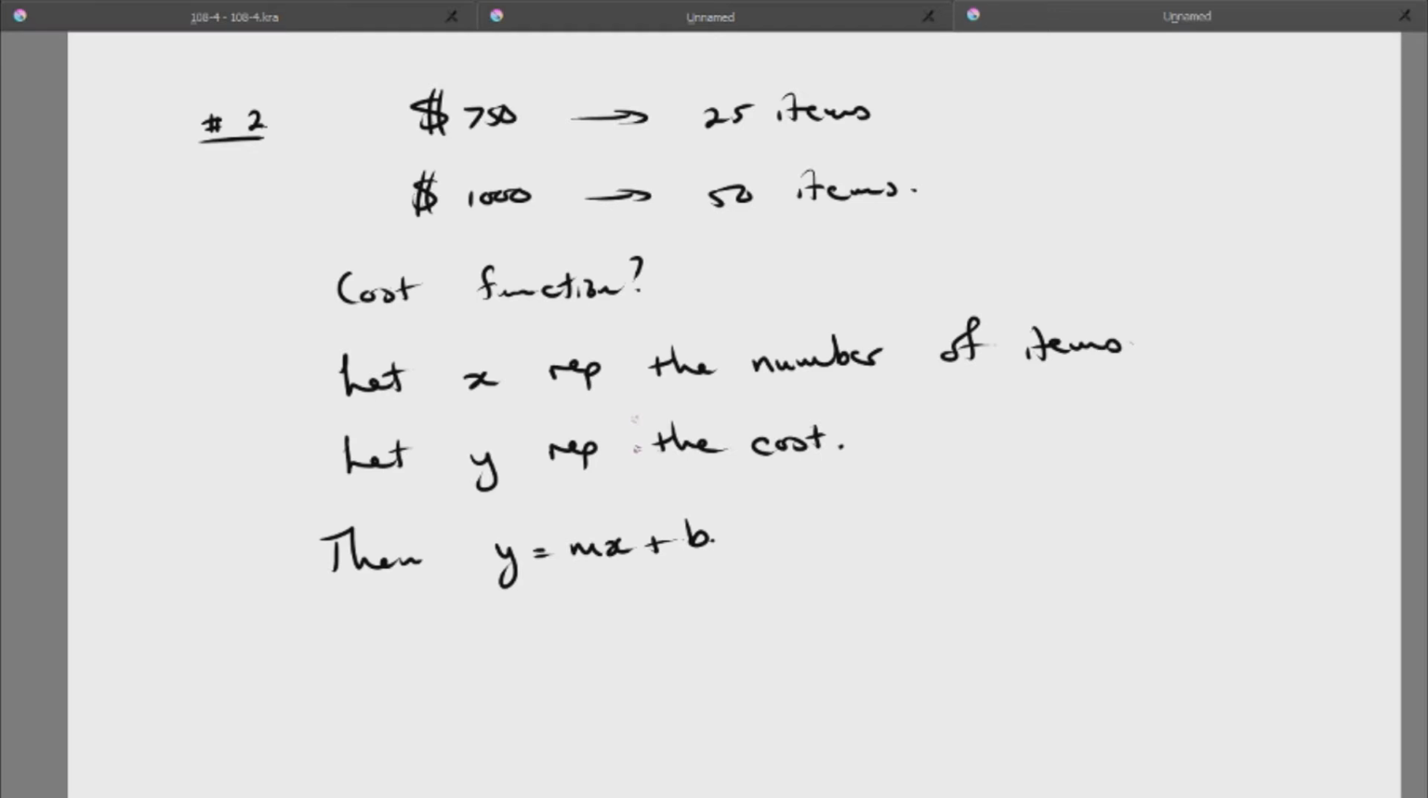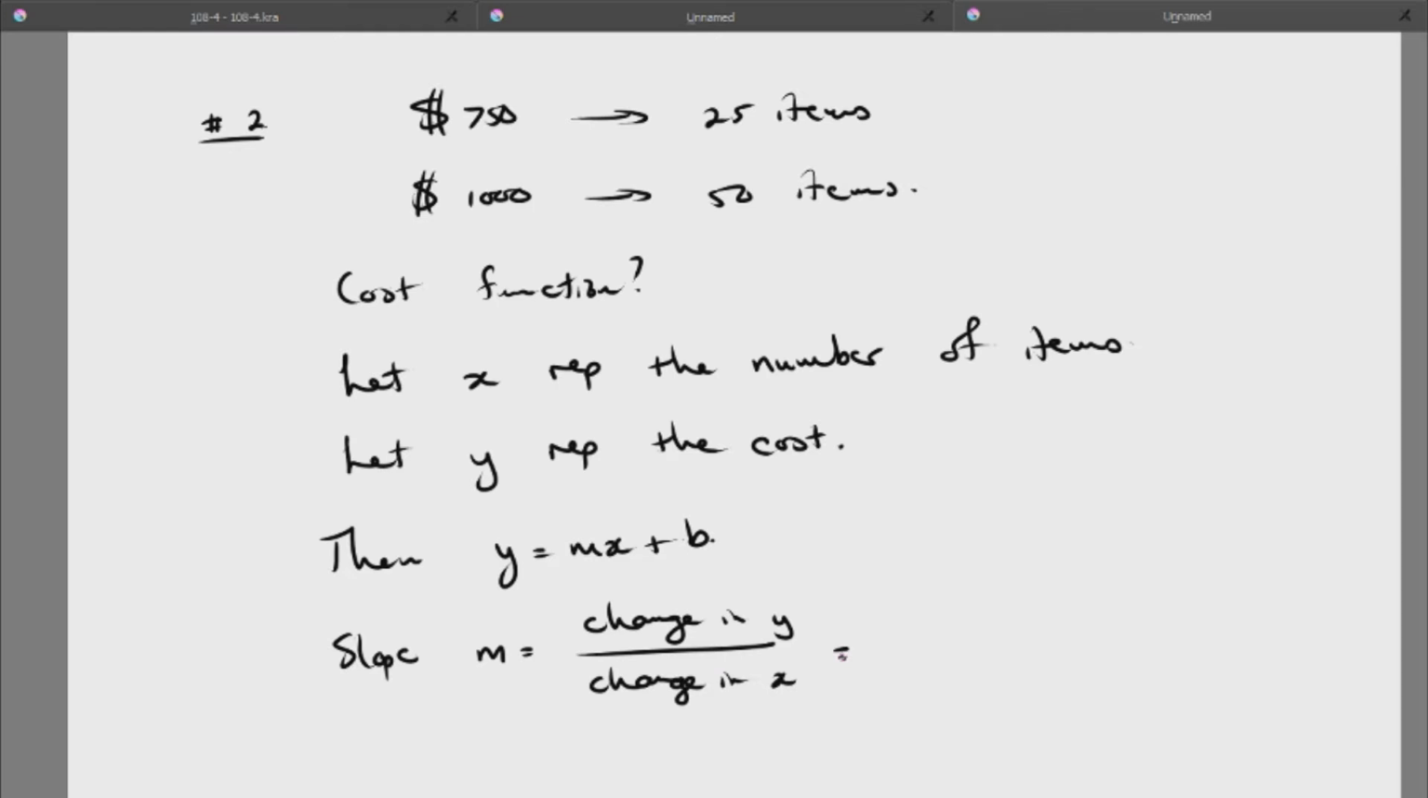Now, which one do you want to find first, the m or the b? They don't give me b directly, which means it's probably going to have to wait. M. Now I know the m is the change in y over change in x.